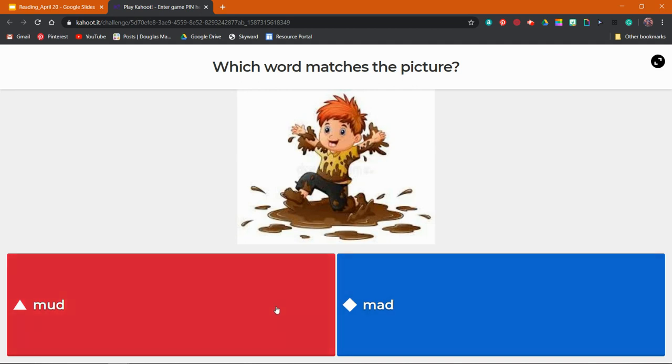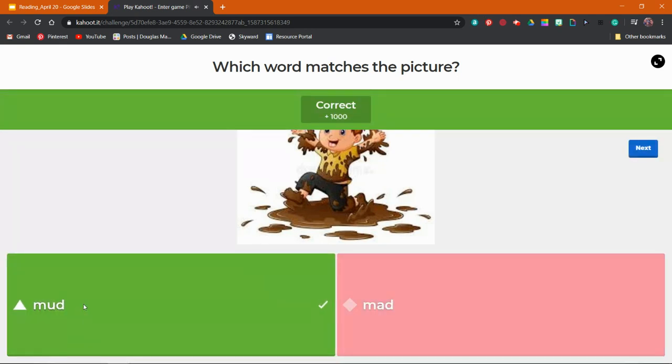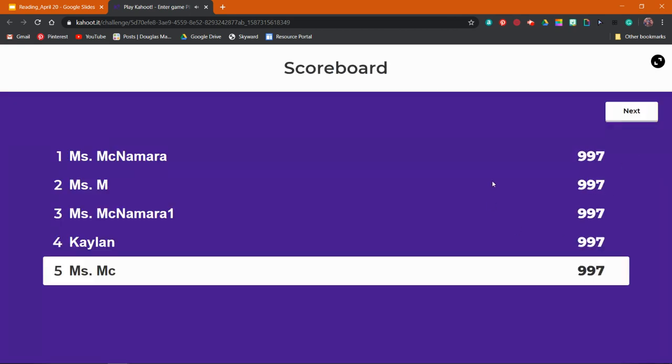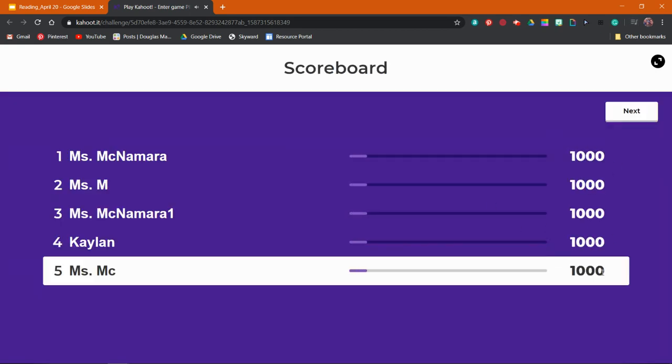Mud. So now I have to look at these two words and figure out which one of these words says mud. So I have to think about all the sounds I hear in mud. M-U-D. Mud. So I know this one, mud, is correct. So I click on the red box. Ooh, I got it right. So I click next, and it's going to take me to the scoreboard, and it's going to keep track of that as I go. Then when you're ready to go to the next one, you click next.